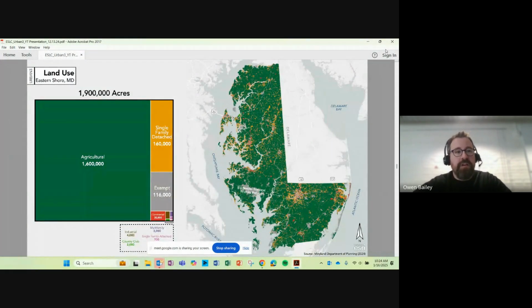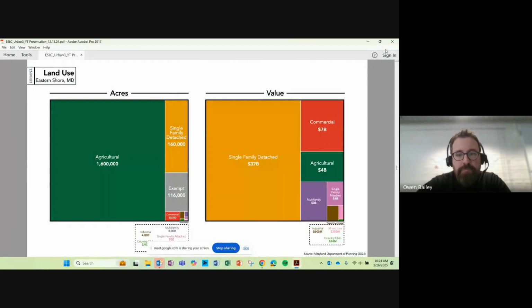So let's look at land use. There are approximately 1.9 million acres on the Eastern Shore. 1.6 million of them are agricultural. 160,000 acres are single-family detached, and then the rest of it is very small. But let's look at some of the built environment. Single-family detached brings in approximately $37 billion in value, commercial $7 billion, agriculture $4 billion.